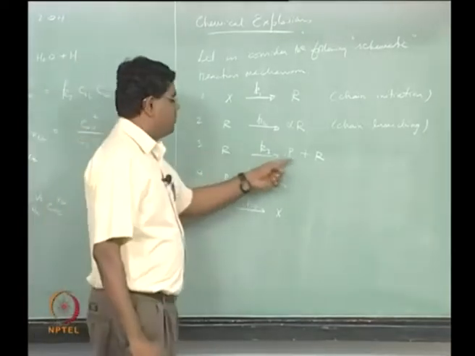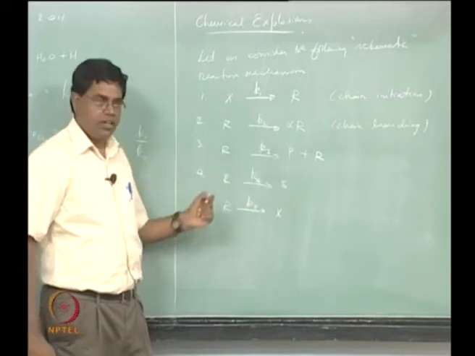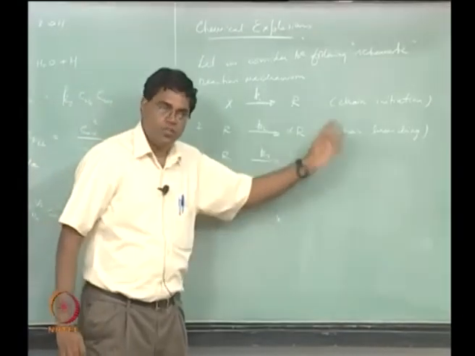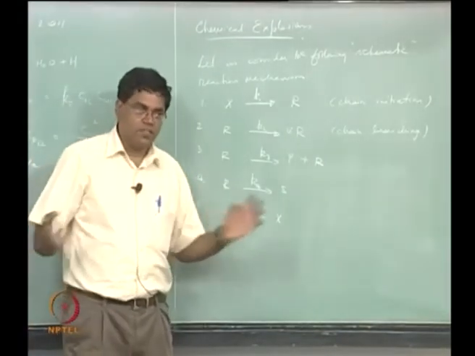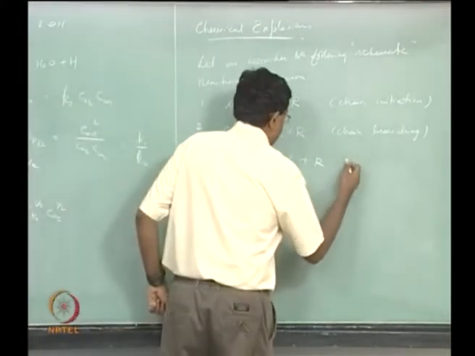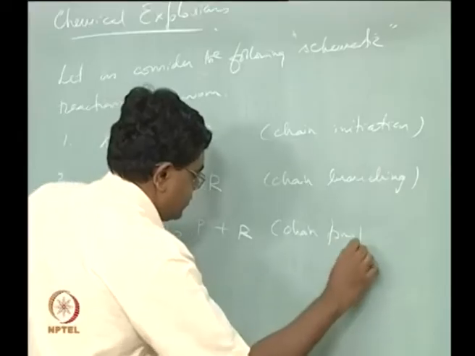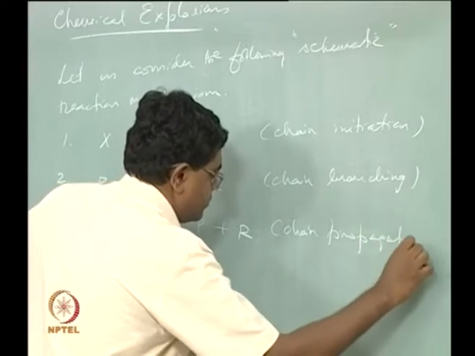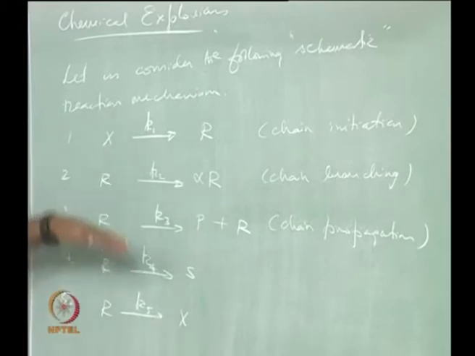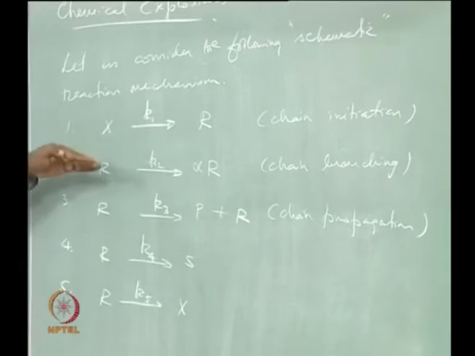And R gives P plus R. P is like a stable product. Let's say we are interested in this finally, okay? But then what's happening? You start with R, you have something else, and then you also have R. So as far as intermediates are concerned, it's neutral. That means it's a chain propagation step. In reality, you would have a bunch of steps like this. So each of these could be a bunch. It's not just one, okay?